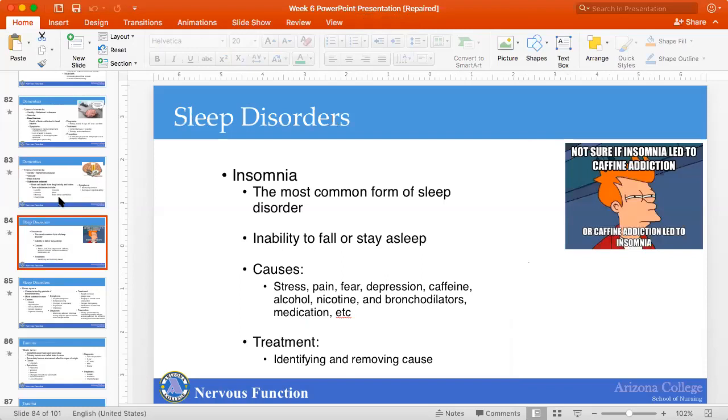Insomnia is the most common form of sleep disorder, inability to fall or stay asleep. And so it would be a chronic thing that's going on for days and weeks and into months, and then eventually into years, that somebody would be struggling with this. Causes could be multifactorial, could be any number of things. And so the treatment will depend on what the cause is.